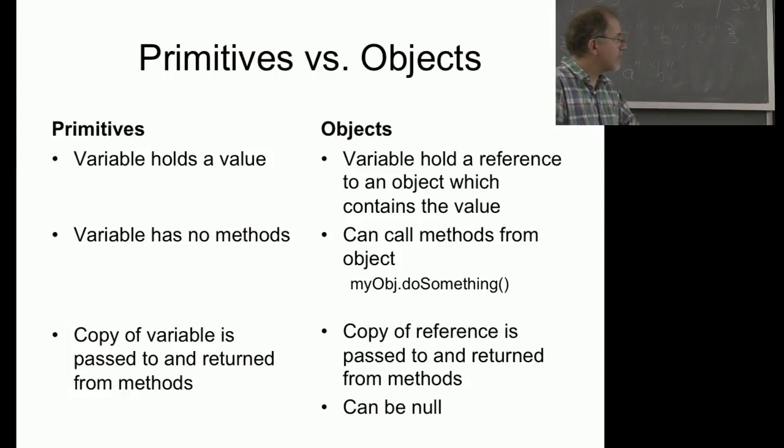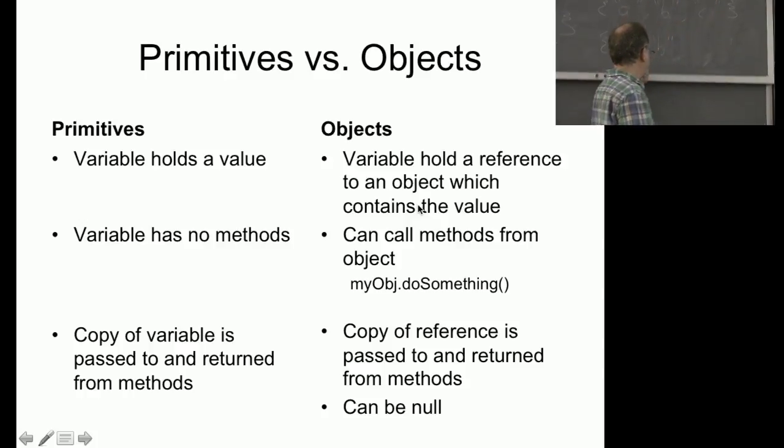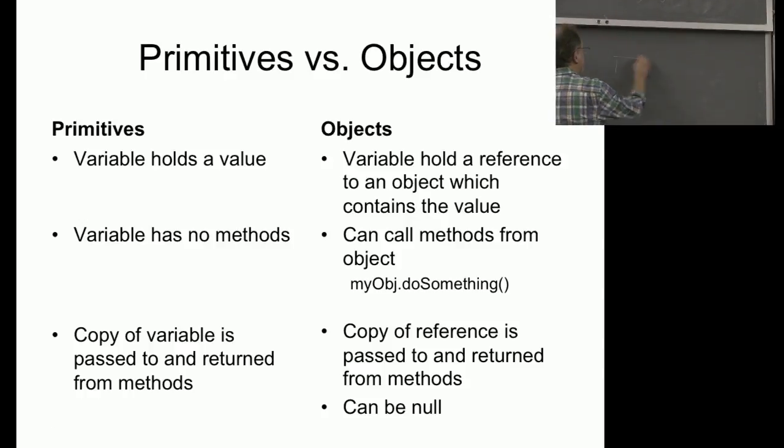Now, we've been talking about objects a little more. So variables hold a value. Variables hold a reference to an object that contains the value. And so again, we draw these various pictures where we might have val referencing some object, and the object over here has a bunch of stuff inside it, whatever the object holds, and that's sort of the way you think about objects and variables that reference objects.